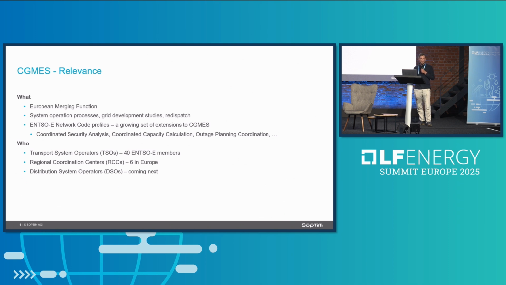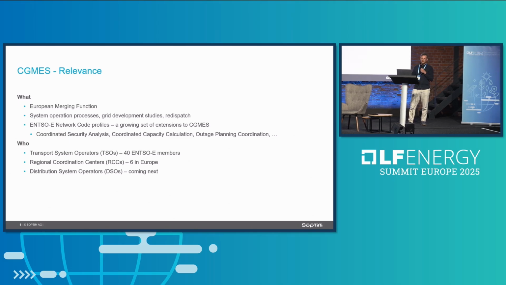And the ENTSO-E is constantly developing new extensions to CGMES, which are called the network code profiles. They are used for, or shall be used for, coordinated security analysis, coordinated capacity calculation, outage planning coordination. So it's relevant for all European TSOs. It's relevant for the 6 European RCCs, and it will be relevant for most DSOs in Europe.